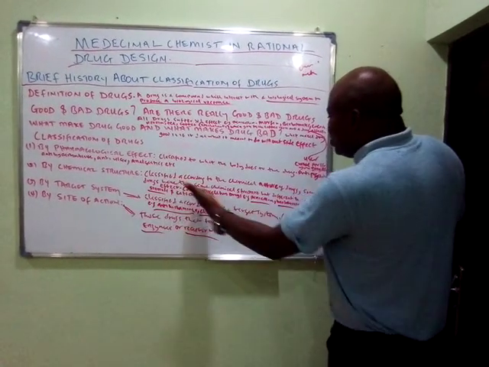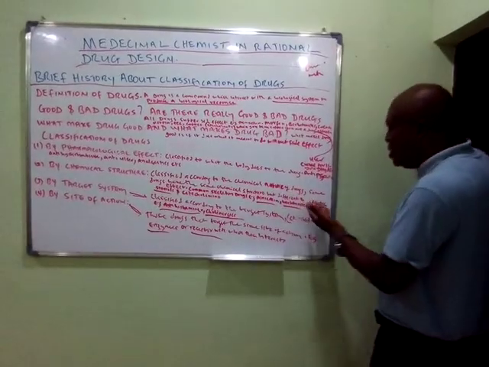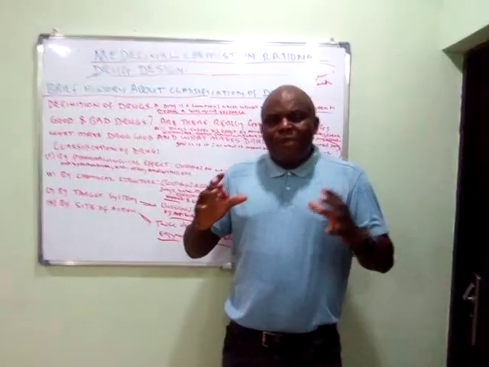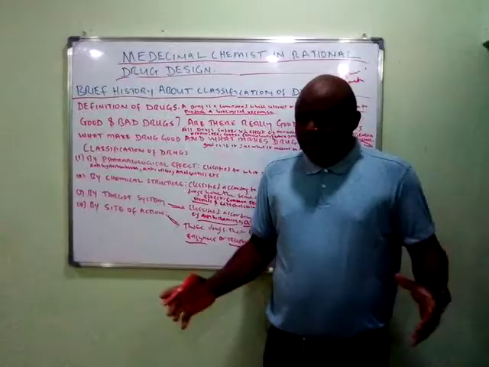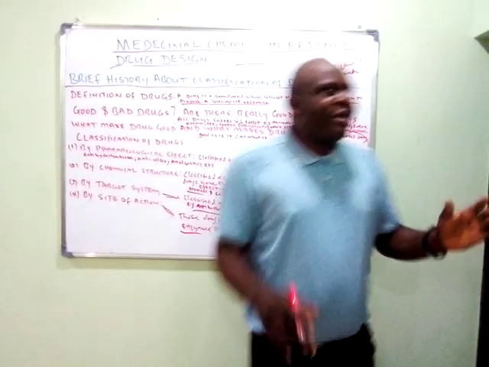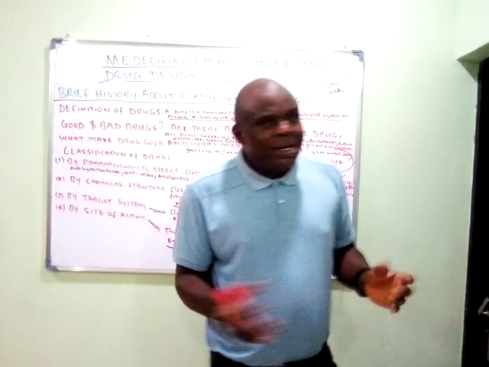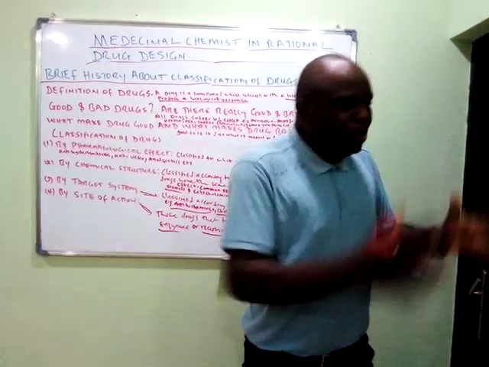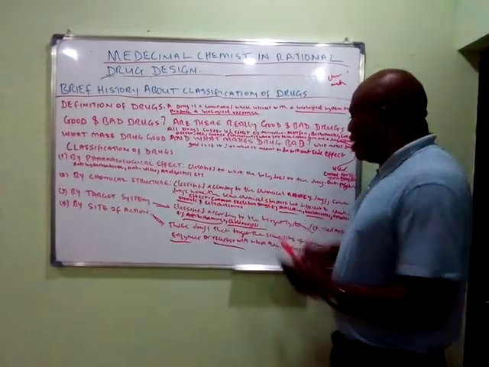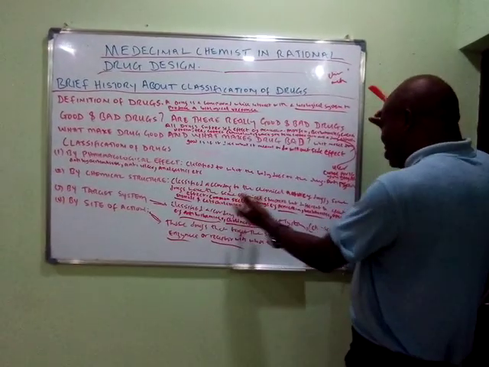Some drugs have the same chemical structure but different therapeutic effects. So you're not looking at the chemical structure of similar compounds. The skeleton is almost the same, but they have different therapeutic effects. Okay? So we're looking at the common skeleton of drugs.